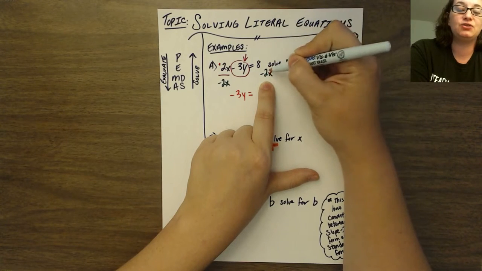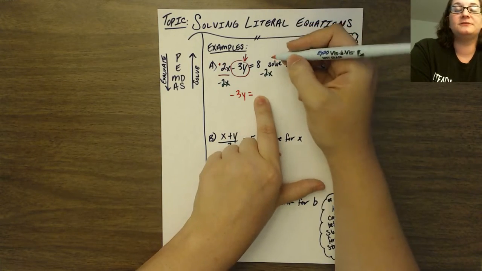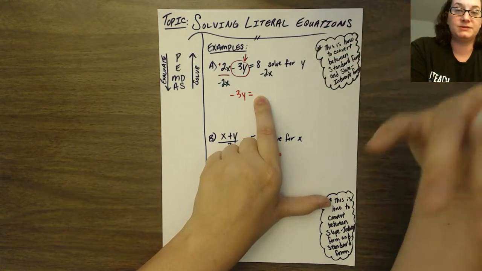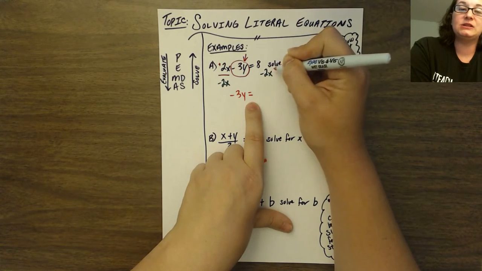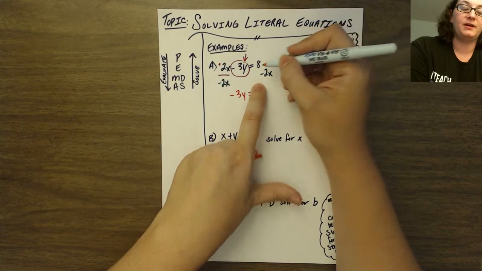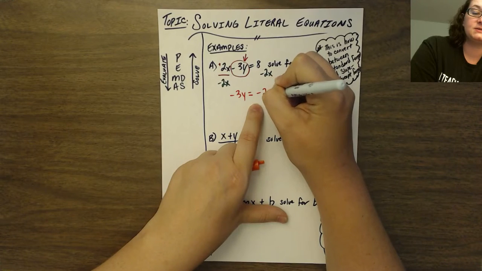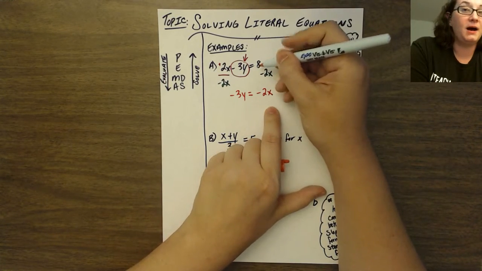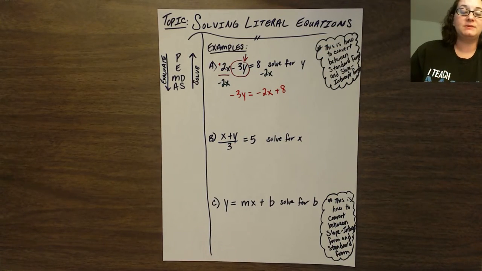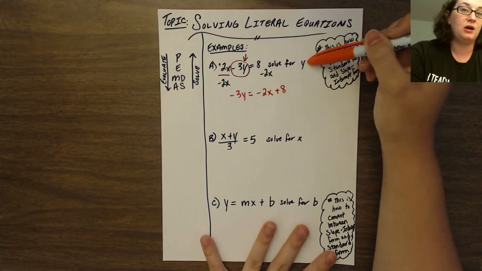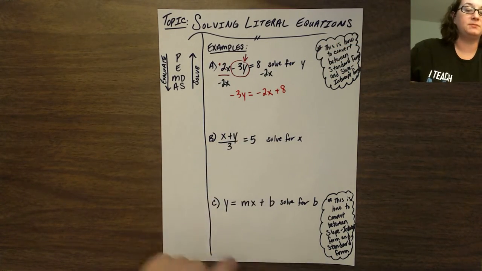Math grammar says I should write all of my variables first, in terms of higher powers. So this x term goes first because there's at least one variable there, and 8 has no variables. So I'm going to go ahead and write this first. So I'm going to write negative 2x, and this 8 is a positive, so I'm going to write plus 8. Then I would say, well, have I solved for y yet? Is y all by itself? And the answer is no. It has a negative 3 that's being multiplied.